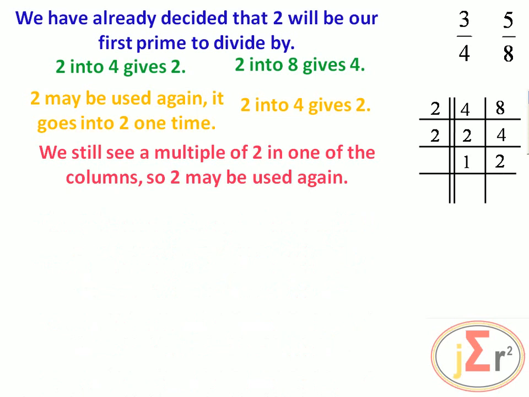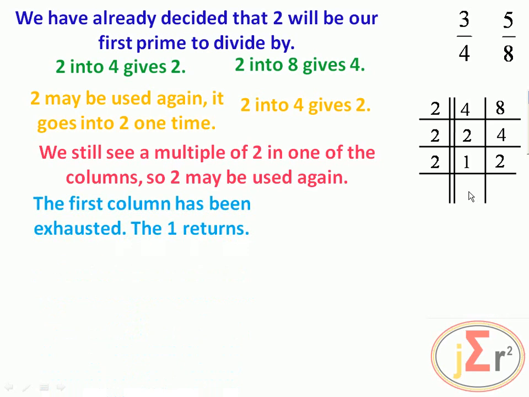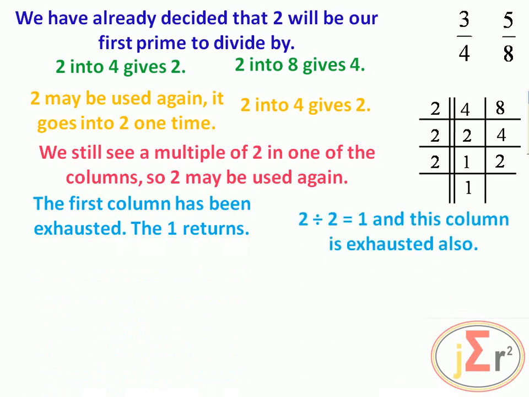May 2 be used again? Yes. Yes. And what do we do with this column? Carry down the 1. We will just return the 1 because that column has already been exhausted. And then we say what? 2 divided by 2 is equal to 1. So right there and then we have the 2 columns being exhausted and the table has been exhausted.